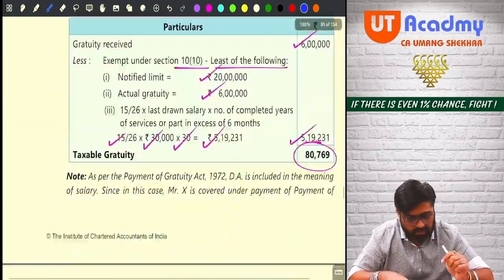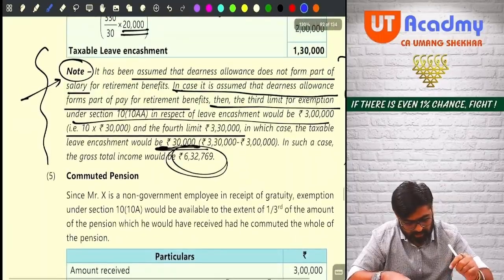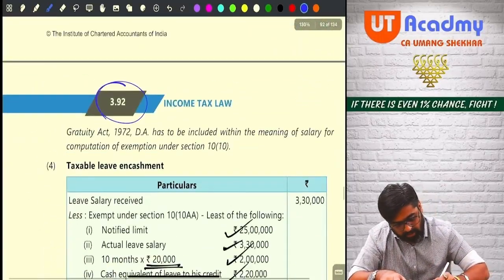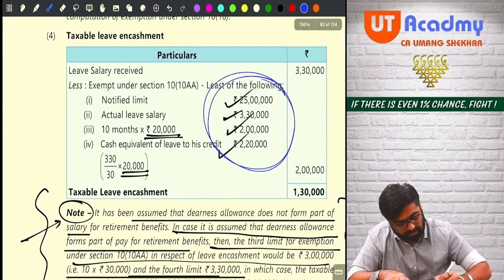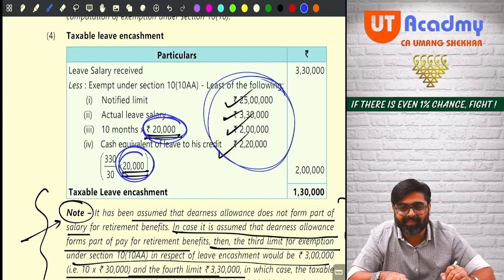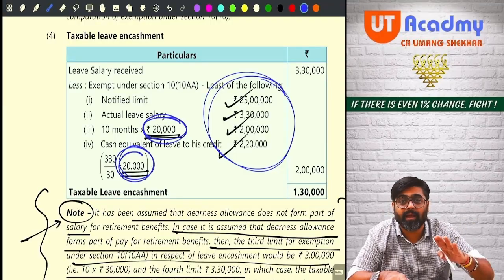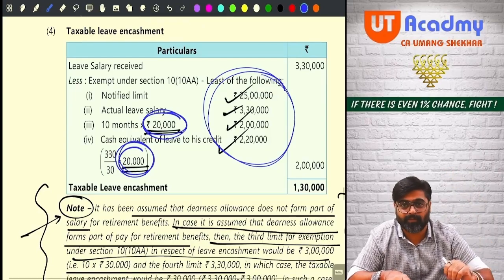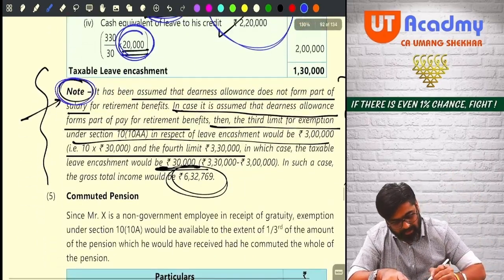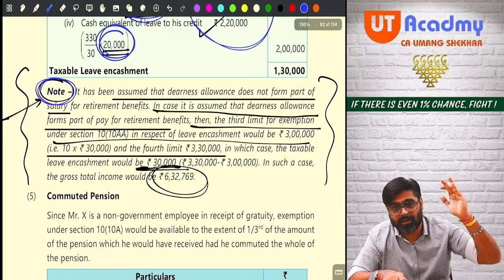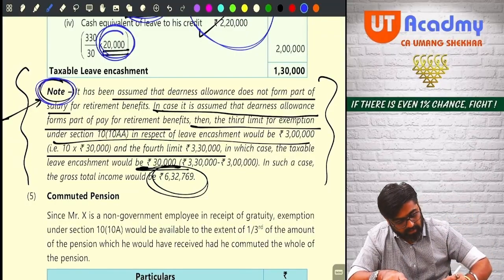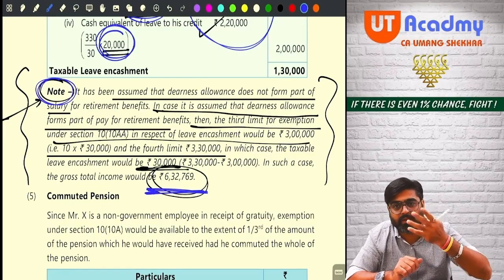Now see what the institute has done. On your page number 3.92 now, they have made the calculations. They have taken only 20,000. Can you see? And they are saying that DA not in terms we are assuming. And in the note they are saying alternatively the DA can be assumed as in terms, and in that case the gross total income will be 6,32,769, which we have already calculated.